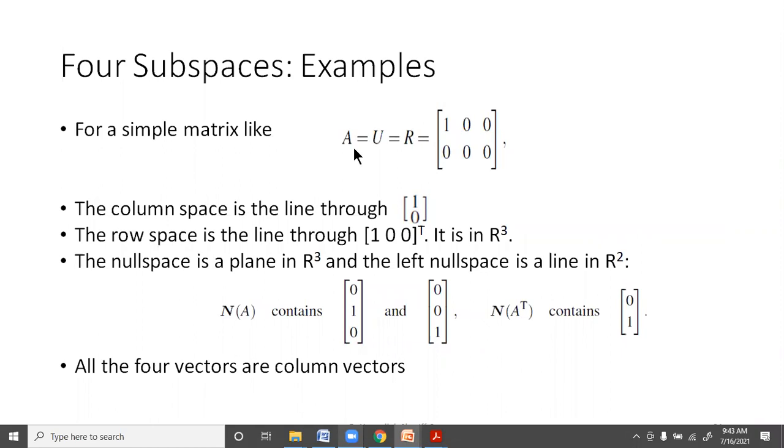Now, let us take examples of the four subspaces. We'll first take the simplest matrix, A equal to U equal to R. You cannot further reduce it at all. It's already in the reduced form: 1 0 0 0 0 0. What is the dimension of this matrix? Can somebody tell me the rank or dimension of this matrix? Can you write it in the chat?